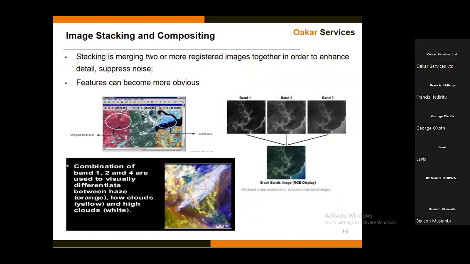There is also what we call image stacking and compositing. As you know, satellite images come in a number of bands, and these bands need to be put together so that you can display them in a number of ways, what we call compositing. Now, stacking simply means that you bring two or more registered images together. Usually, the idea is that when you are doing classification, you are doing it on several bands.